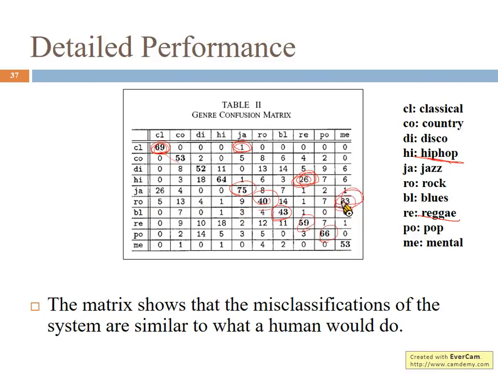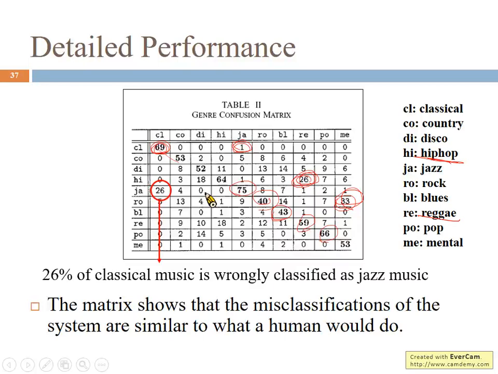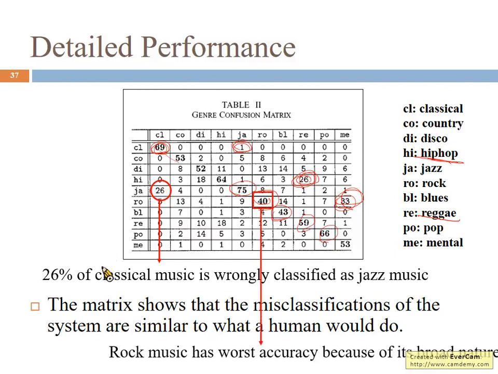33% of metal music is falsely classified as rock because they may be perceived very similarly. And here we show that rock music has the worst accuracy because of its broad nature.